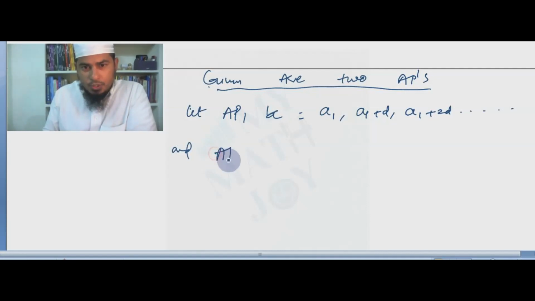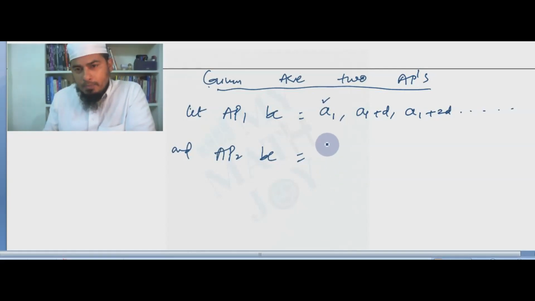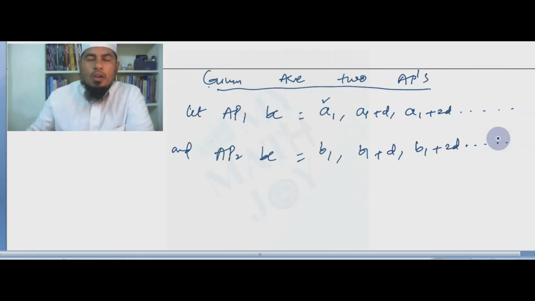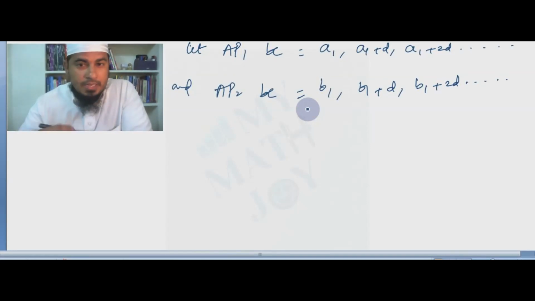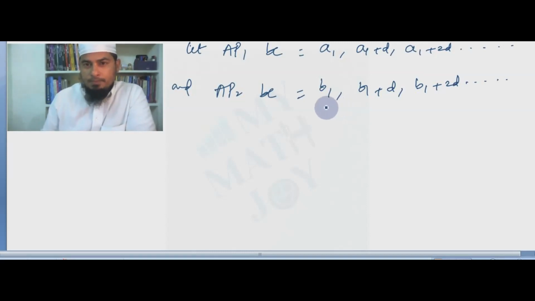And AP2, instead of a, we write b: b1, b1 plus d, b1 plus 2d, and so on. Otherwise, if you wish, we can write a2, but a2 is already used for the second term of the AP. That is why we are not using it, we are taking b. Otherwise, remove the suffix a1, nothing will happen. You can do that also. Remove these suffixes. Okay, it can be like this.